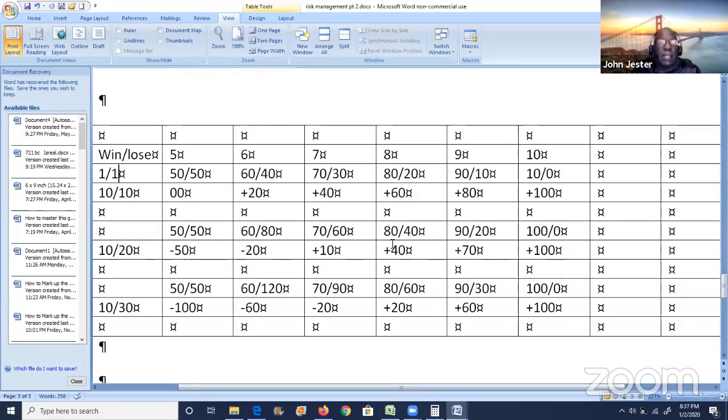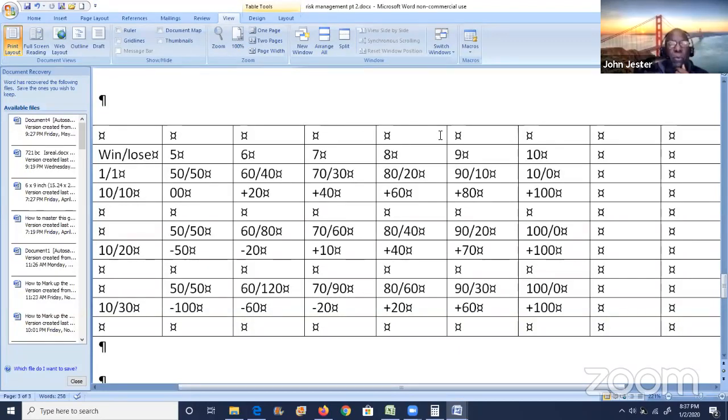If you win 8 and lose 2, you're going to be plus 20. If you win 9, lose 1, you're going to be plus 60. So anything less than 8 on this 1 to 3 ratio, you're going to be in the hole. All right, so this is what you're going to be using though, because we win so many 8 plus trades.